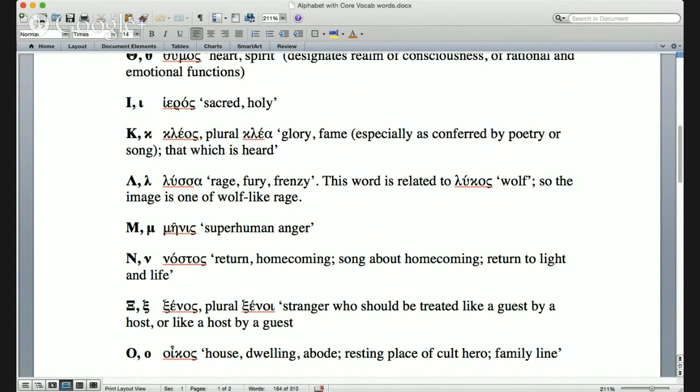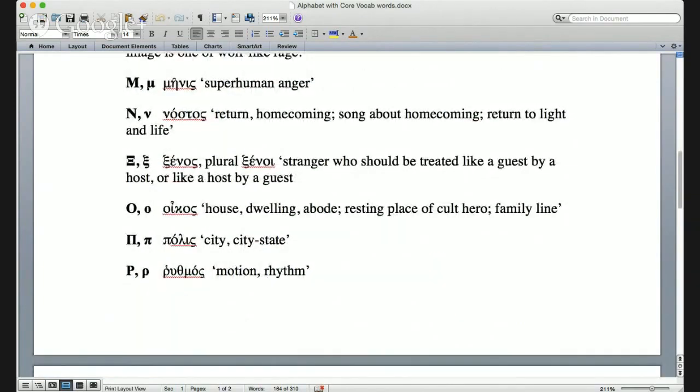Very, very serious stuff. We move to letter number 15, Omicron. Easiest one to draw, probably. This is the short O, and by the name, Omicron, little o. So we have a capital Omicron and a lowercase Omicron. And our sample word here is oikos, meaning house, dwelling, abode, resting place of cult hero, family line. We actually get the English word economics from that, but that's another story.